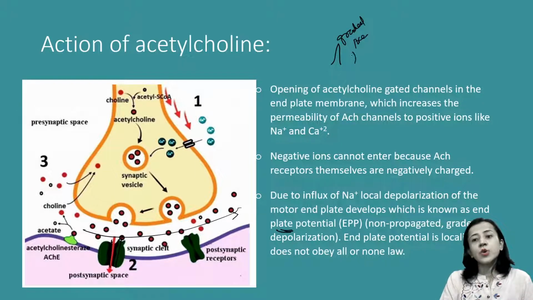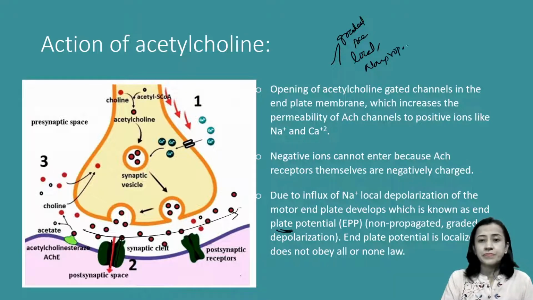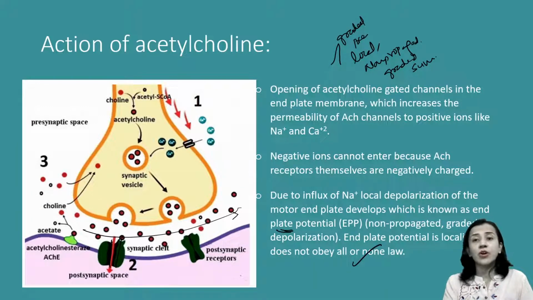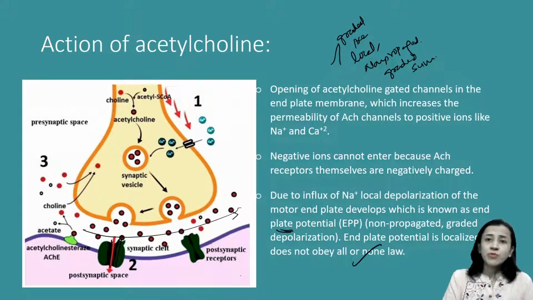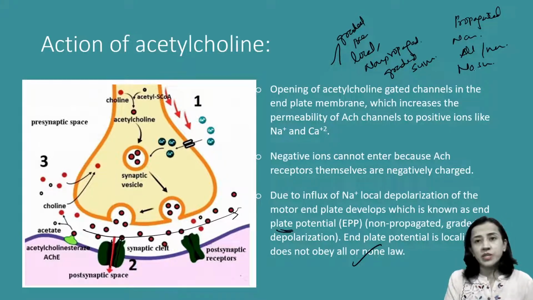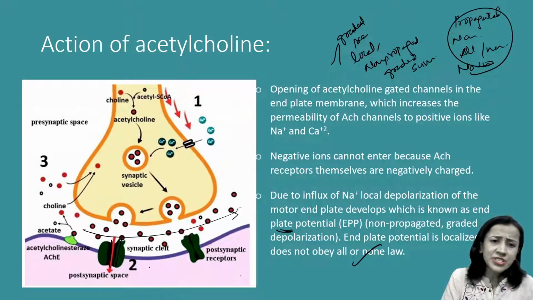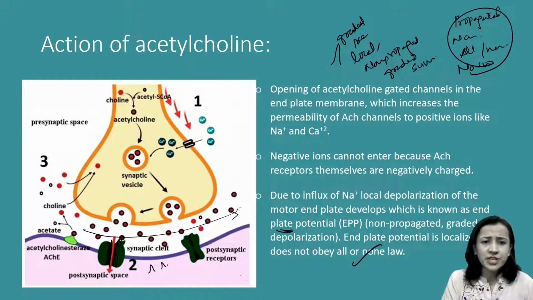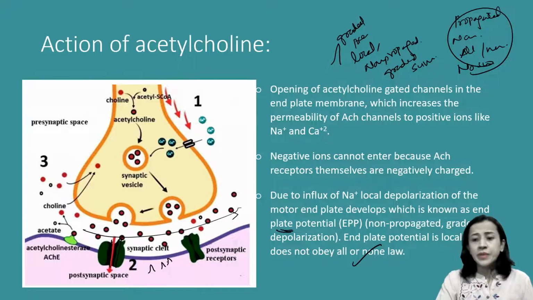Graded potentials are local and non-propagated, graded and summated. They do not follow the all or none law, so they are opposite to action potential. Action potential has the property that it is propagated, non-graded, meaning it follows the all or none law, and no summation is possible. Here there is only a slight change in the membrane potential, so it will not be an action potential. These are all summated. Fine.